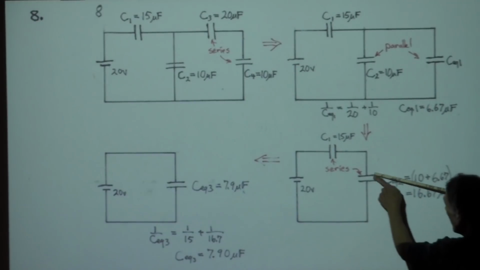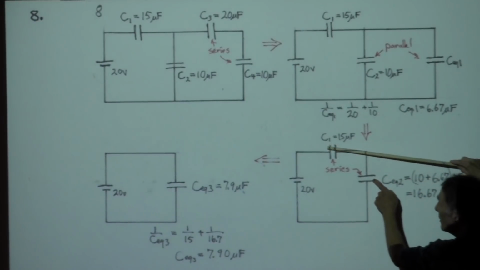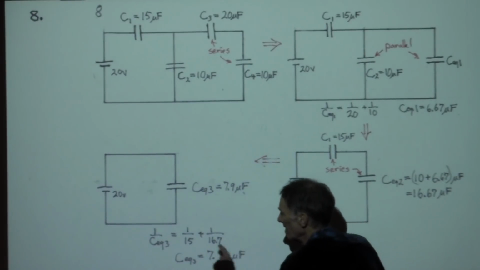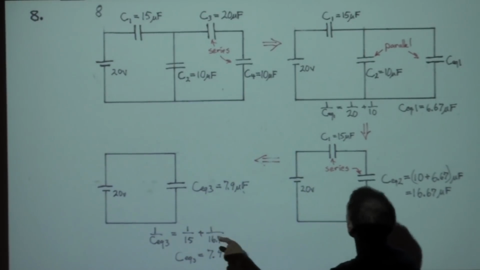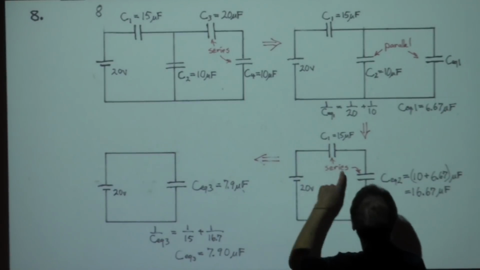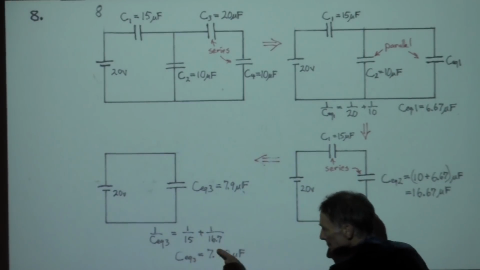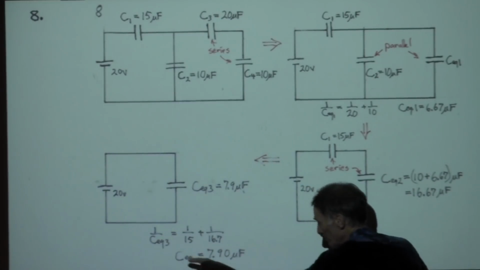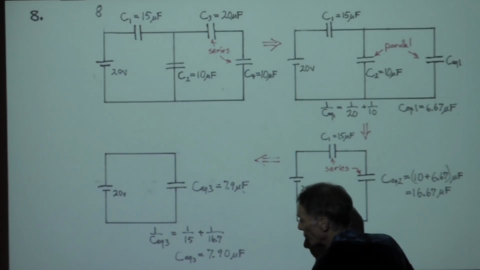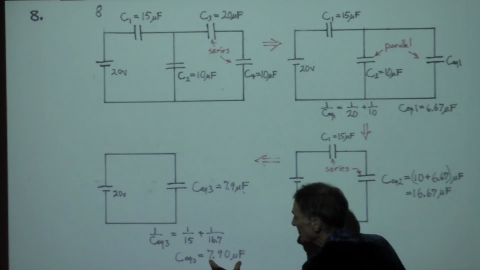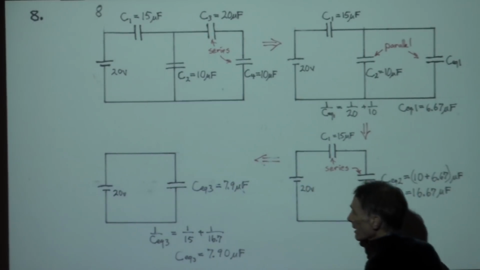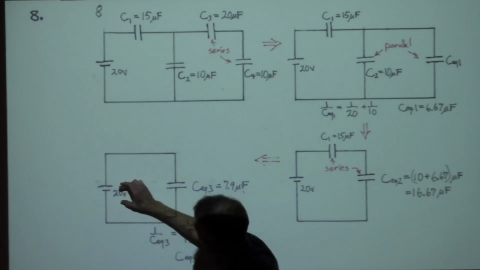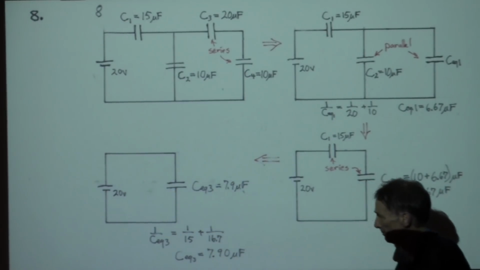Then these two are in series, so I come up with an equivalent capacitance there. Again, it's 1 over 15. This was 15, and this was 16.7. Okay, now watch your math here. Be careful. Solve for C equivalent, and I get that. Once I've done that, I simplify until I'm down to a voltage and a capacitor.